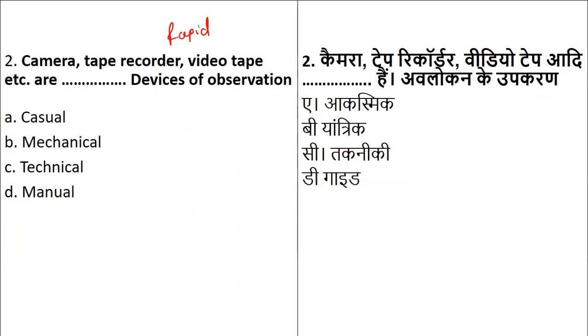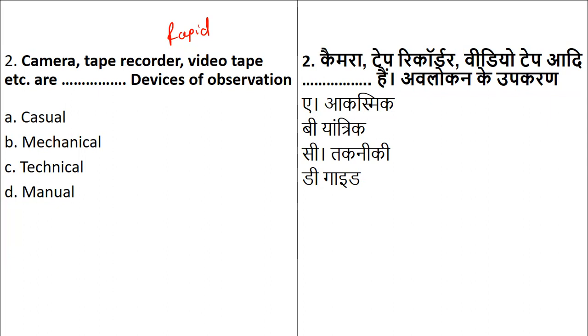Now the next question is: camera, tape recorder, videotape, etc. are dash devices of observation. It means they are which type of devices of observation in research. Either it comes under casual, mechanical, technical, or manual. So camera, tape recorder, video, etc. are the devices which come under what? Casual, mechanical, technical, or manual.